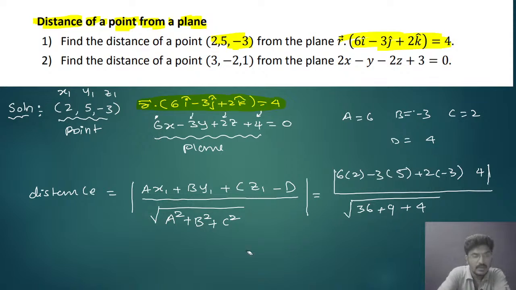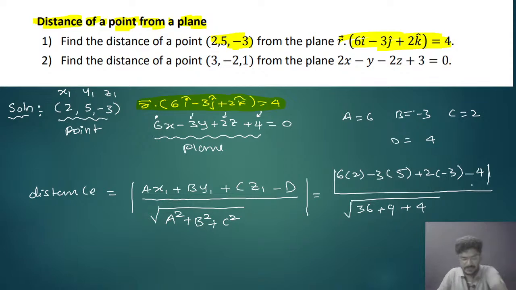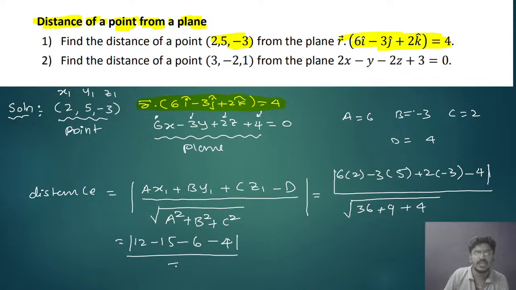-4. This will be -4. Okay. Now you simplify it. 12 -15 -6 -4 divided by √49 is 7. 12 minus 15 is -3, -3 minus 6 is -9, -9 minus 4 is -13, mod of -13 is +13, divided by 7. This will be your answer, that is 13 by 7.